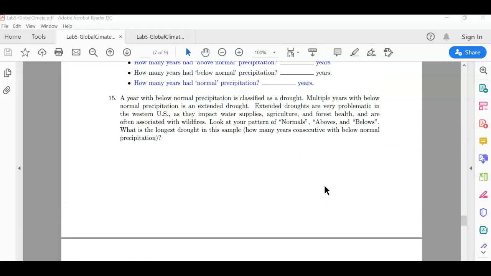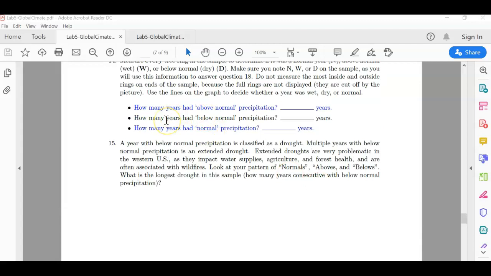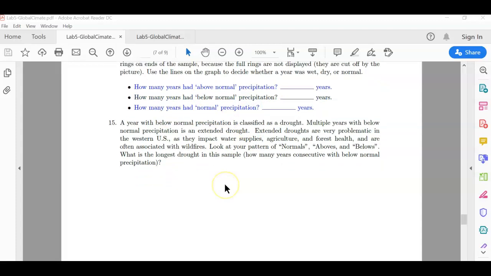Okay. So then, how many years from the ones you counted had above normal precipitation, meaning were wet years? How many years were below normal precipitation, meaning dry years? And how many years were normal precipitation?